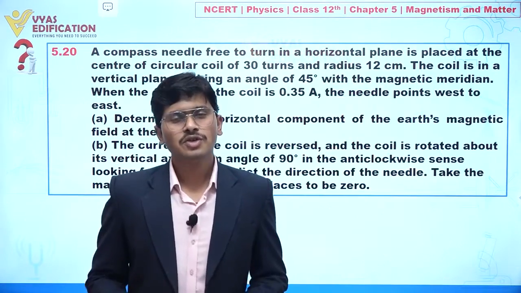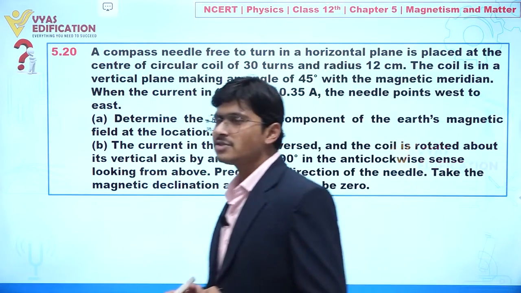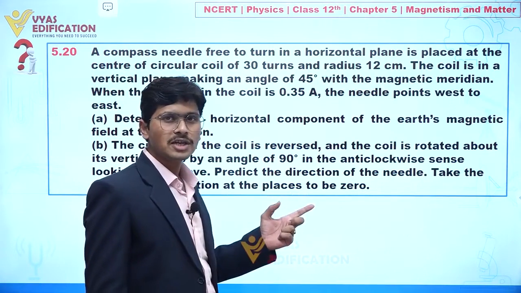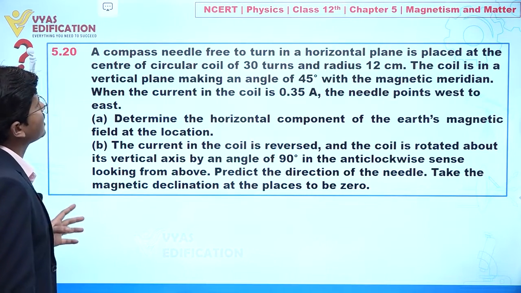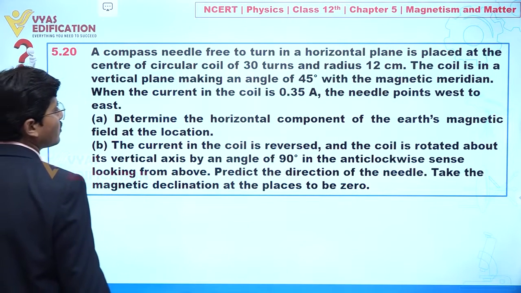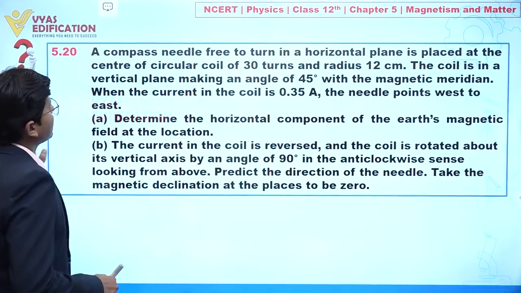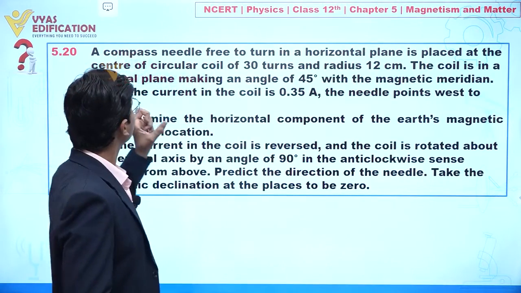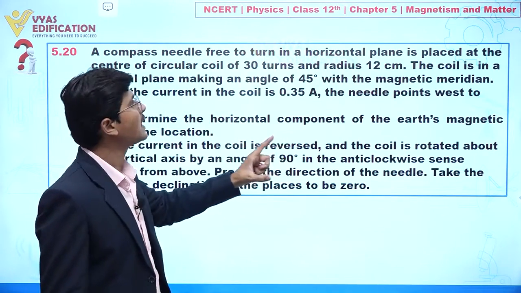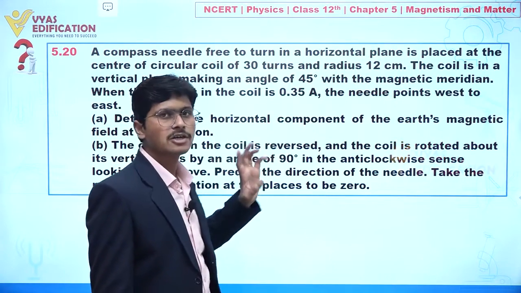Clear to everyone? So students, we are going to discuss question number 5.20. In this question, it is given that a compass needle free to turn in a horizontal plane is placed at the center of a circular coil of 30 turns and radius 5 cm. Clear? So now concentrate here. Now, it is given in the question, we have a compass needle, free to turn in a horizontal plane, placed at the center of a circular coil of n equal to 30 and radius is given 12 cm.